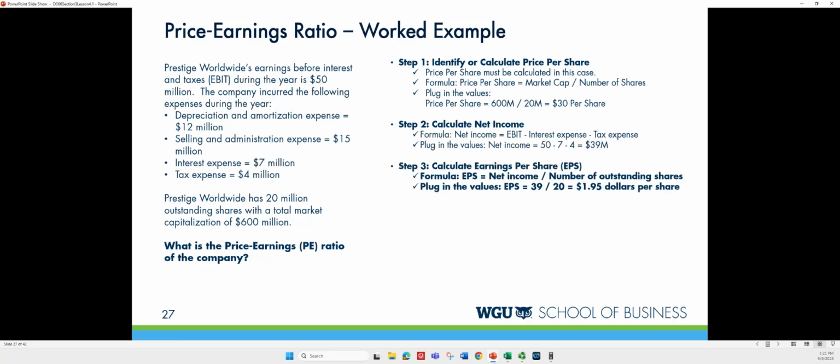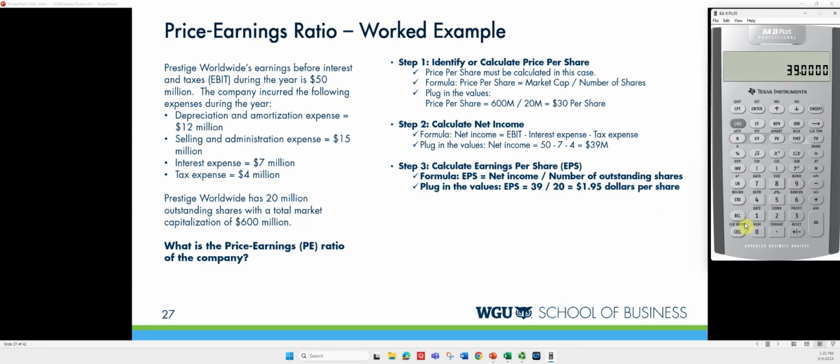Okay, the next step is to calculate our earnings per share, which is going to be our net income divided by our outstanding number of shares. Again, these are all scaled in millions of dollars, so we'll be able to take our earnings, which is our net income of 39 million, divided by our 20 million shares. And we get an earnings per share of $1.95 per share.